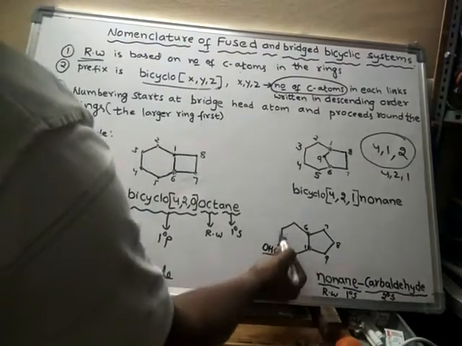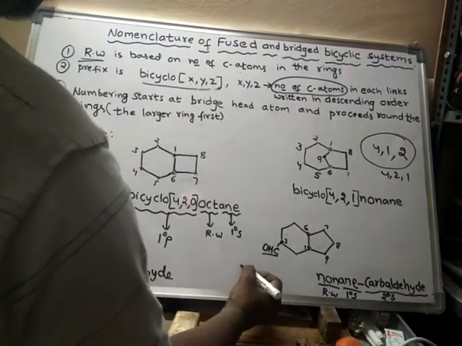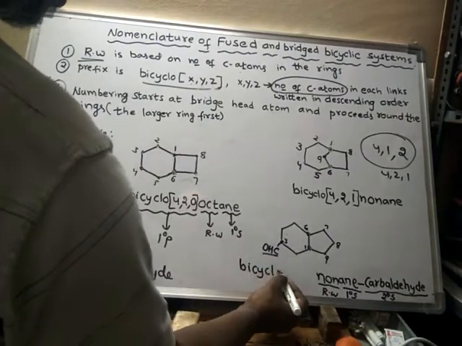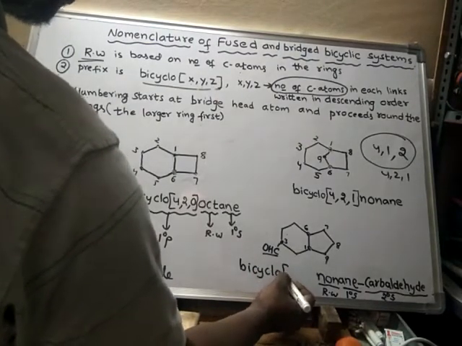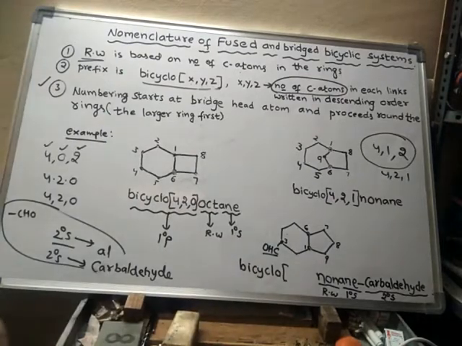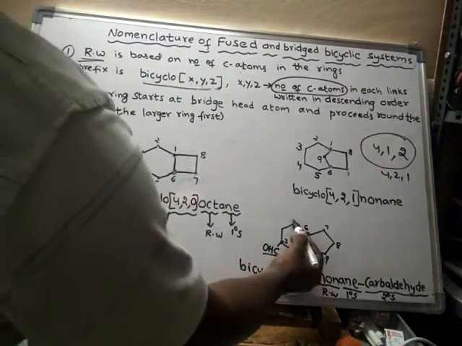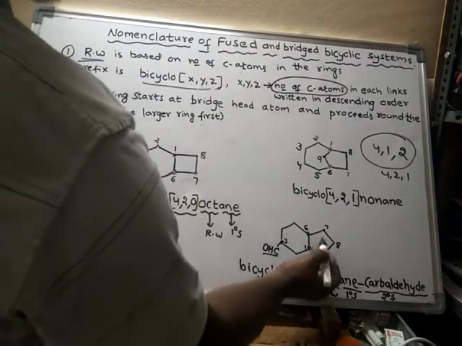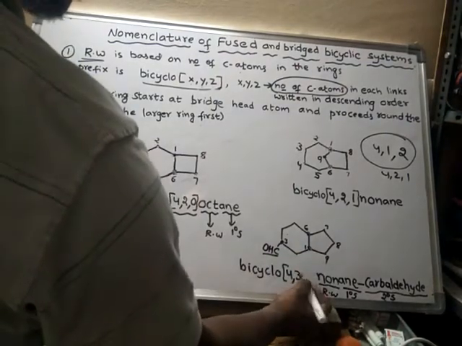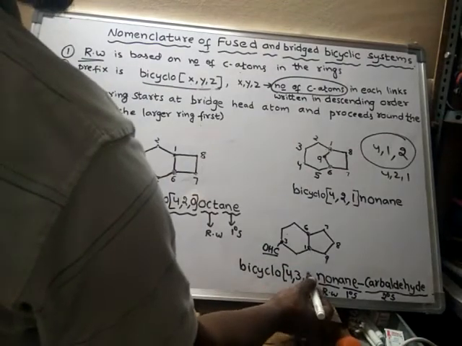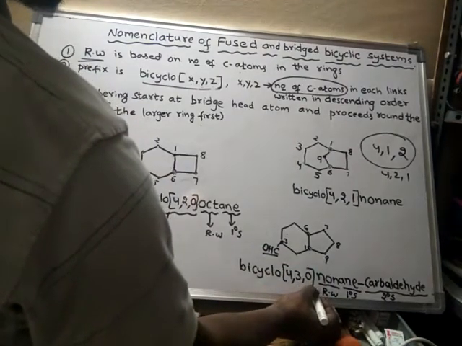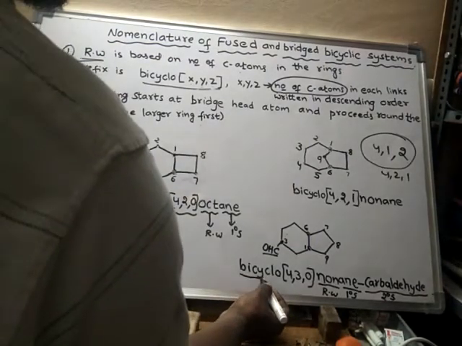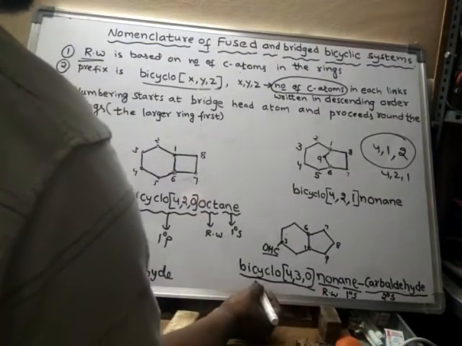And as it is a bicyclic system, here we have to write bicyclo and in the bracket. How many carbons are there? Here 1, 2, 3, 4 carbons. In descending order we have to write here 4, 3 carbons, and in this link 0 carbon. So this is the name of the compound. So this entire thing is the primary prefix.